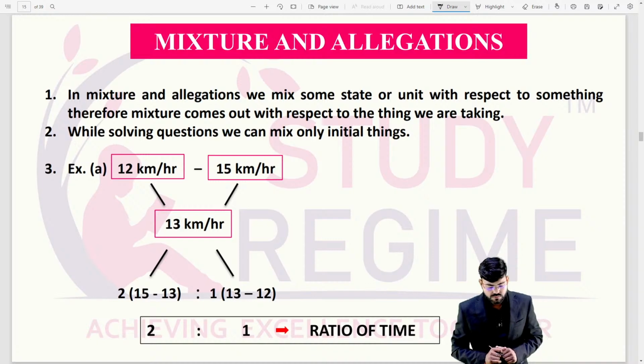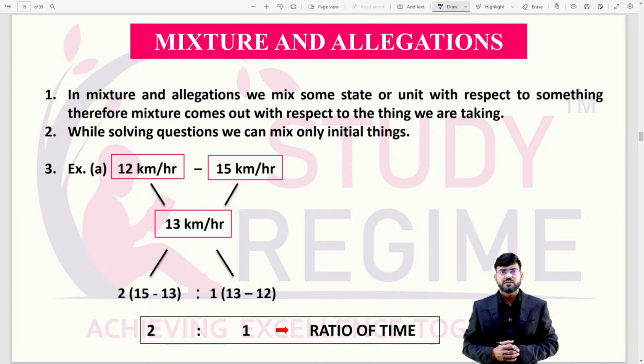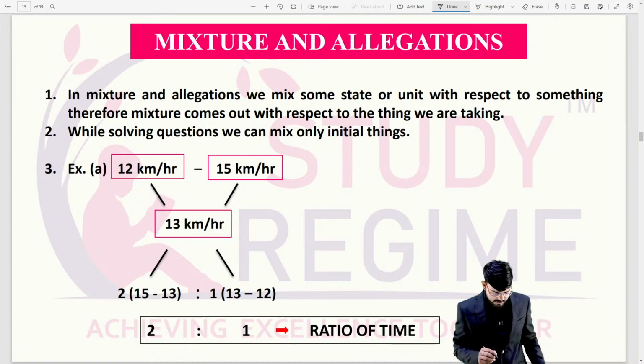So our next topic is mixture and alligation. It is a very important and very interesting topic, because so many questions have been asked in examinations. Not only CSAT, this is a very important topic for every examination. So you should be very clear about this.